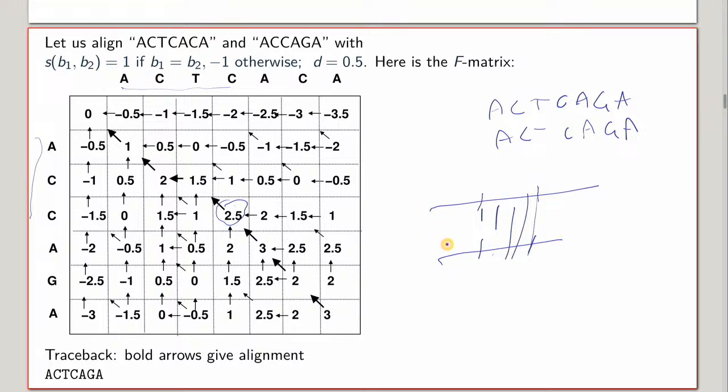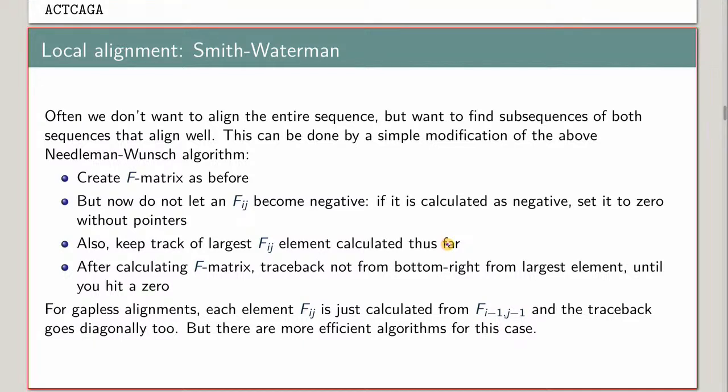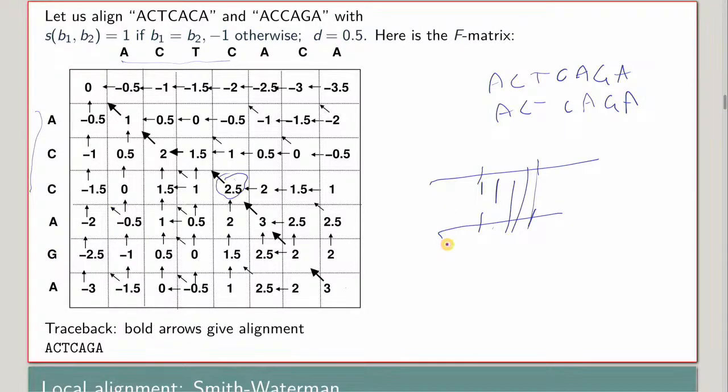Then there's a simple modification of this algorithm called the Smith-Waterman algorithm. You make the same F matrix, but now you don't let any element become negative. If it is negative, you set it to 0. For this particular case, there were a few negative elements. So any negative element, you set them to 0, and without any pointers.